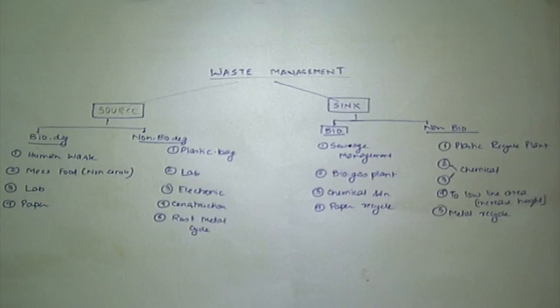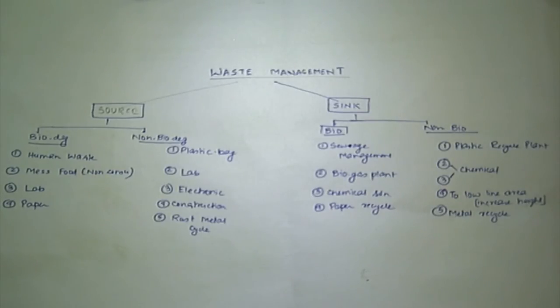Second is the mess food. Most often, all 5000 people are not taking food every day. Third is the labs. We have n number of labs, and we don't know how much waste there is for each lab. Labs carry both biodegradable and non-biodegradable waste. And the last one is paper.